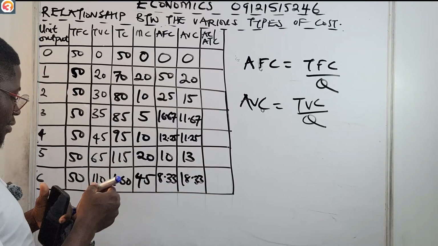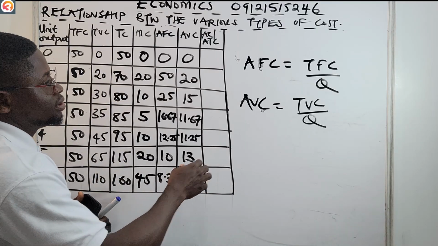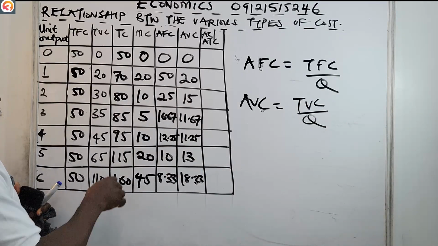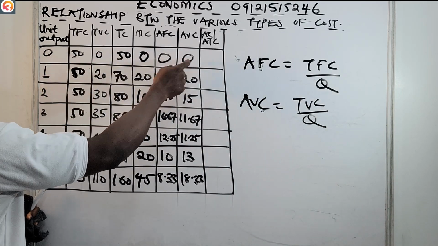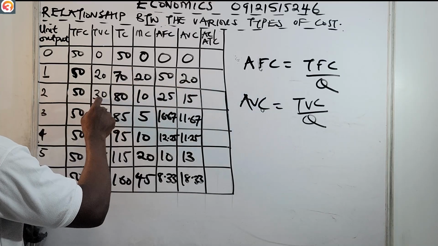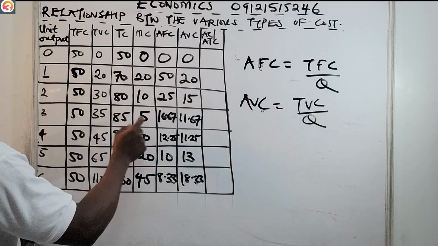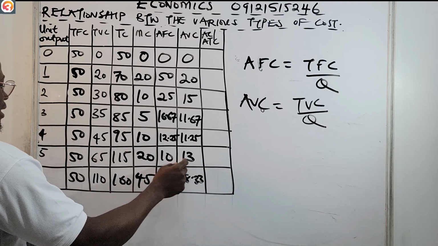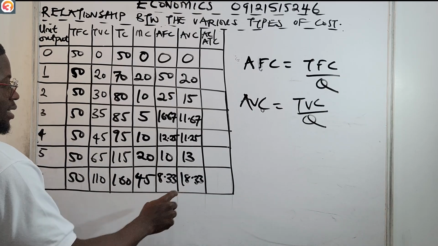18.33. Okay, so that's our average variable cost. What we just did is divide our total variable cost by the quantity. So TVC 0 divided by 0 is 0, 20 divided by 1 is 20, 30 divided by 2 is 15, 35 divided by 3 is 11.67, 45 divided by 4 is 11.25, 65 divided by 5 is 13, 110 divided by 6 is 18.33.